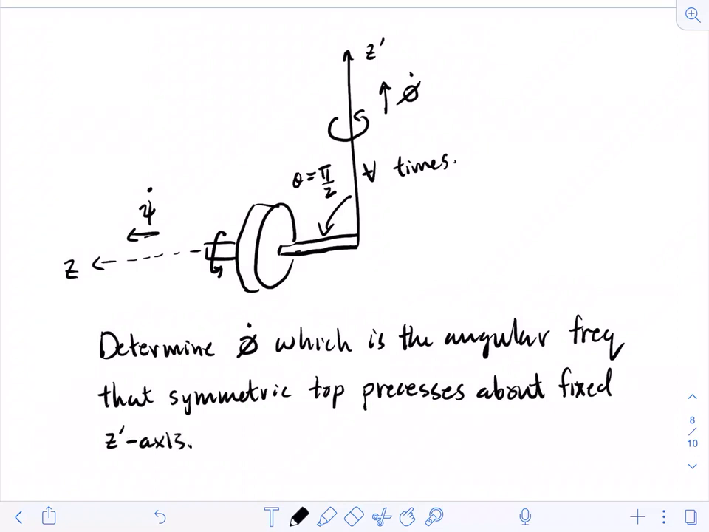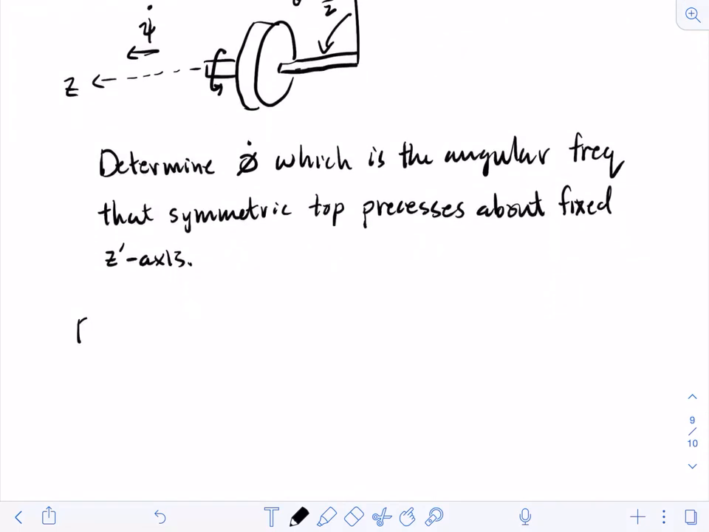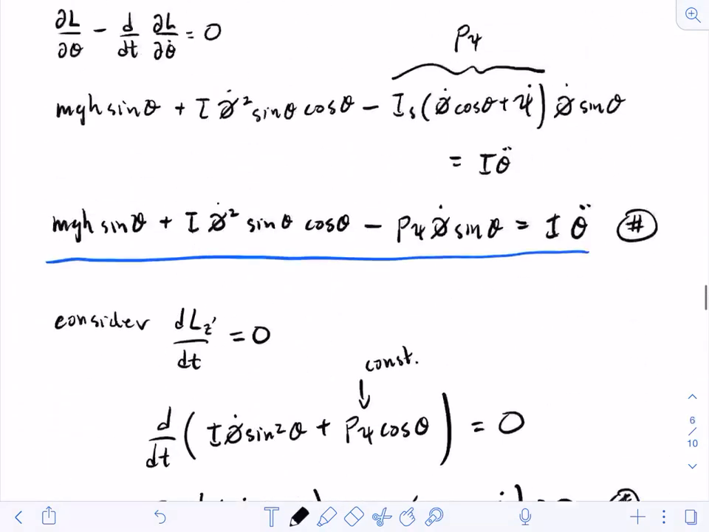So this is something that an observer in a fixed, inertial reference frame would see. They would see the top precessing around the z prime axis, and what we'd like to do is see if we could calculate the angular frequency of that precession. So this is where we're going to return to that equation of motion for theta, the number sign equation. We're trying to find something out about phi dot.